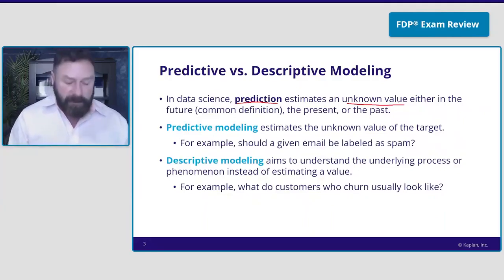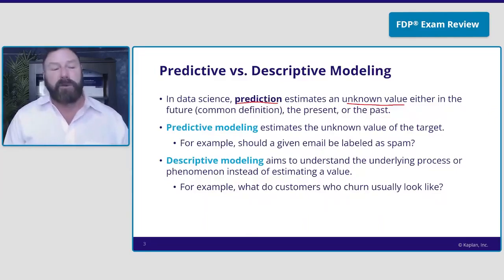An example of descriptive modeling is trying to give us an understanding of the underlying processes or phenomena instead of actually doing an estimate for the value. For example, if we're looking at descriptive modeling, we might ask the question, what do customers who churn usually look like? Well, let's back up for just a moment. When we think about predictions, this would be synonymous with the word estimate. In common language, prediction means to forecast a future event. In the context of data science, it means looking at an estimate of an unknown value.